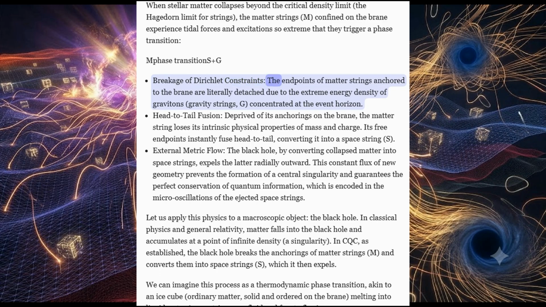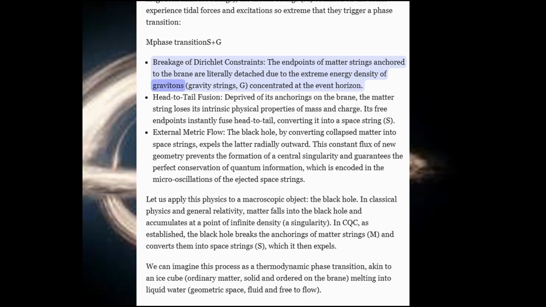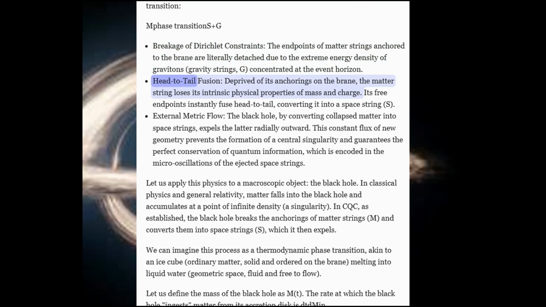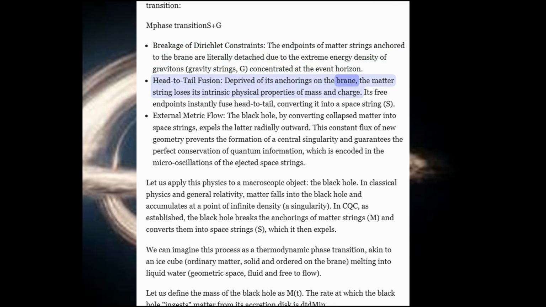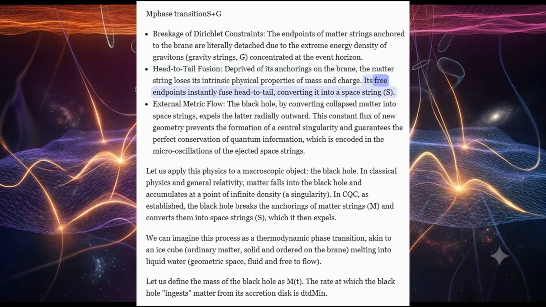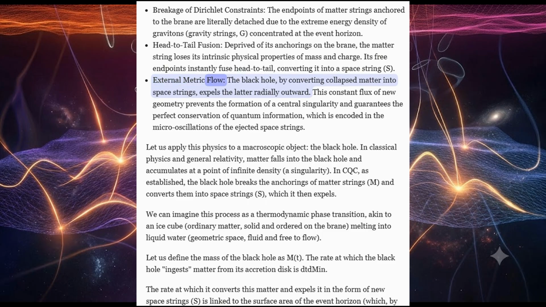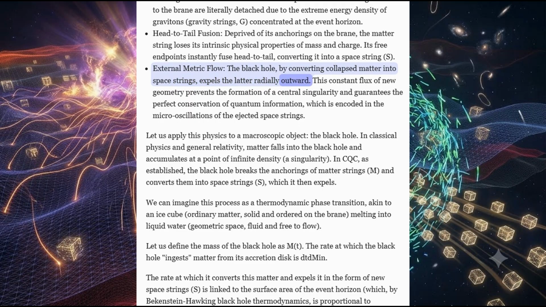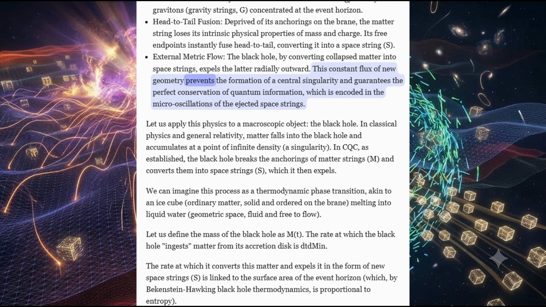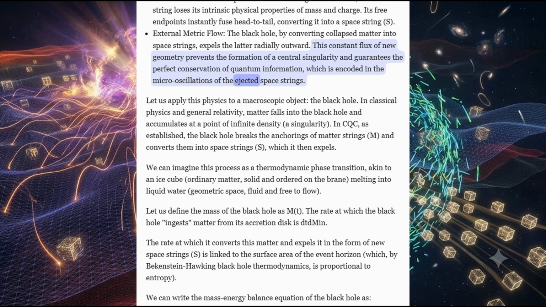Breakage of Dirichlet constraints: the endpoints of matter strings anchored to the brane are literally detached due to the extreme energy density of gravitons concentrated at the event horizon. Head-to-tail fusion: deprived of its anchorings on the brane, the matter string loses its intrinsic physical properties of mass and charge. Its free endpoints instantly fuse head to tail, converting it into a space string. External metric flow: the black hole, by converting collapsed matter into space strings, expels the latter radially outward. This constant flux of new geometry prevents the formation of a central singularity and guarantees the perfect conservation of quantum information, which is encoded in the micro-oscillations of the ejected space strings.